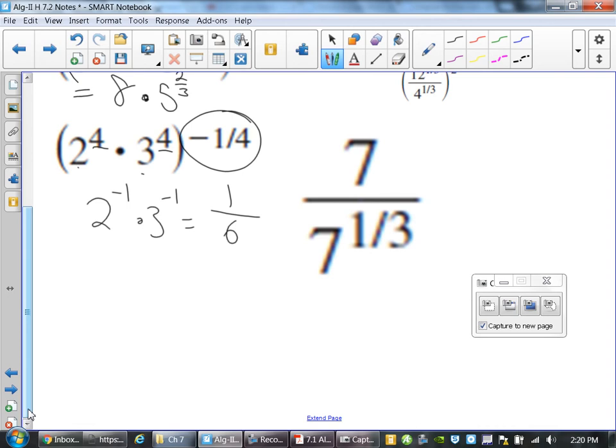Anyway, if I'm looking at the 7 divided by 7 to the 3rd, who wins in the Battle of War? 7. What is the 7 in the numerator's exponent? 1. Otherwise written as 3/3. Very good. So what's your final answer? 7 to the negative 2/3. Very good.